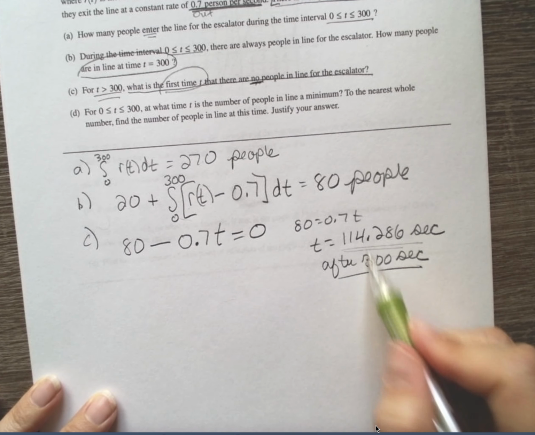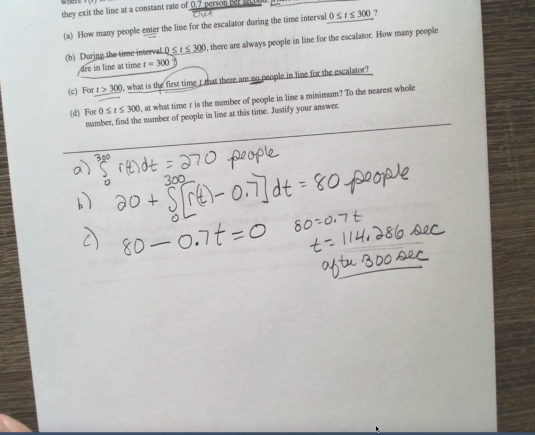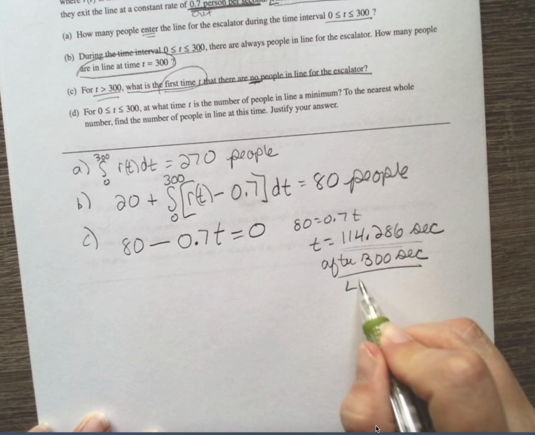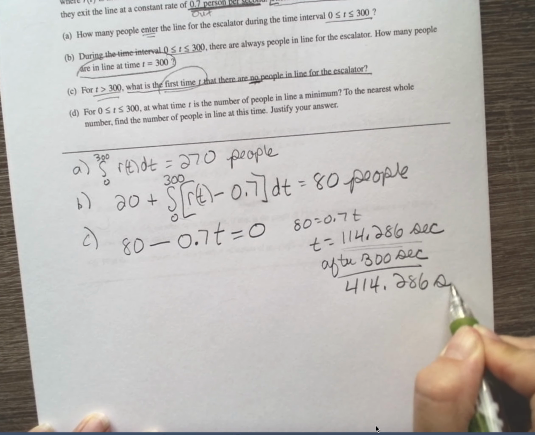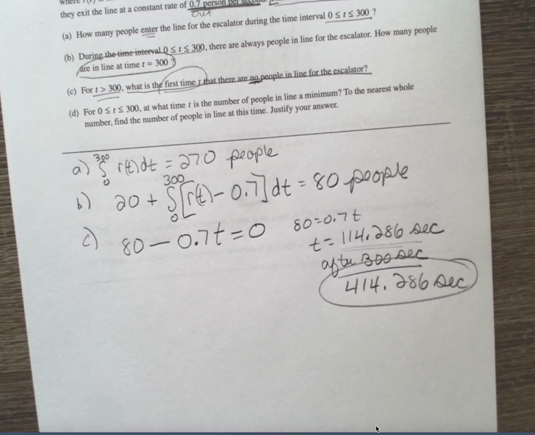They want you to add those two to get the grand total of time. So add 300, it's actually 414.286 seconds is the answer. I would suspect some people probably forgot to add the 300. They just said, oh, at time equals 114.286. Well, that's the time after the 300, so you needed to add the 300. I think that's a little bit tricky there.